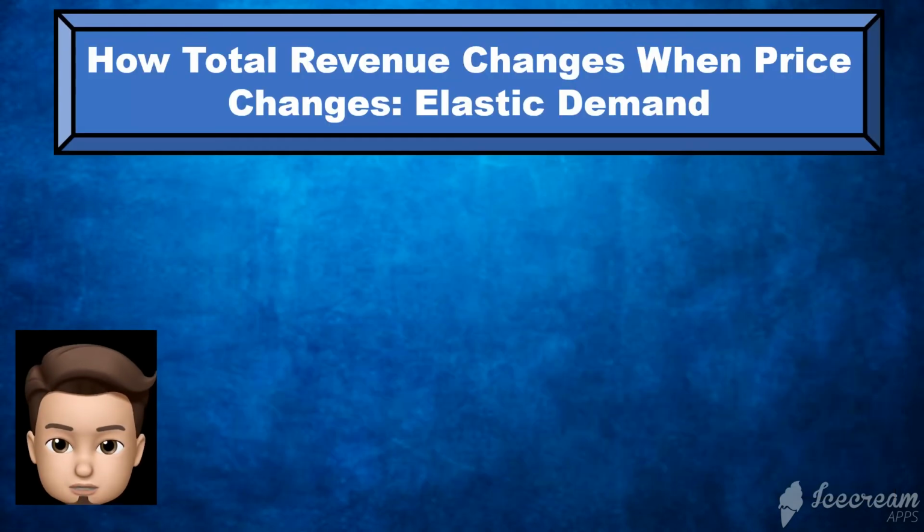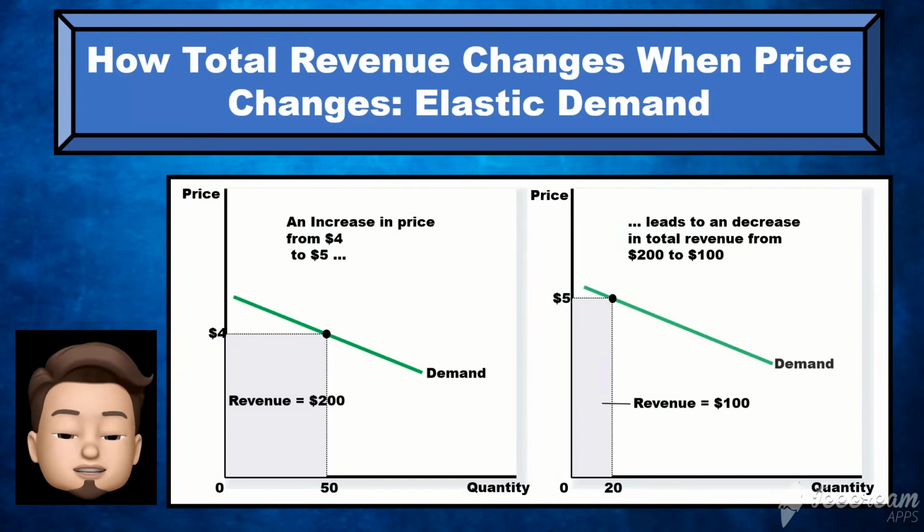Next, we are going to see how total revenue changes when price changes under elastic demand. The example is an increase in price from $4 to $5. When the price is $4, the quantity demanded will be 50 units, so the revenue will equal $200. When the price rises from $4 to $5, the quantity demanded will decrease to 20 units. It also affects revenue, decreasing it from $200 to $100.